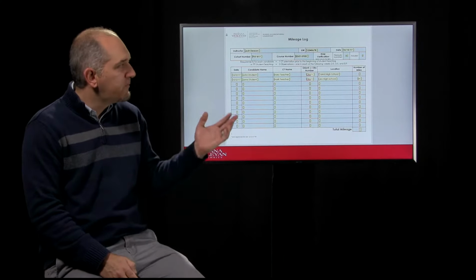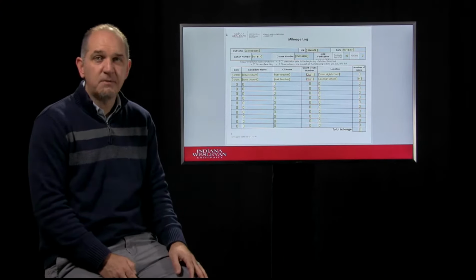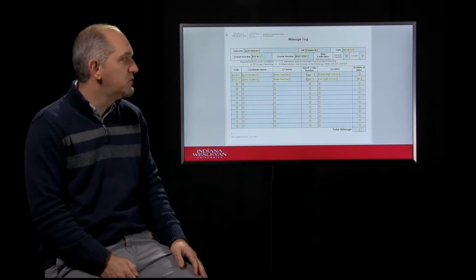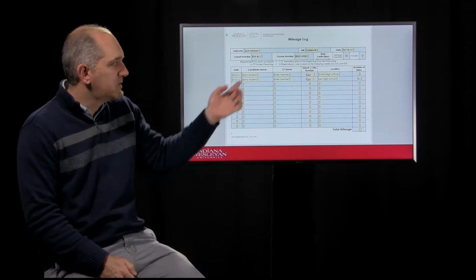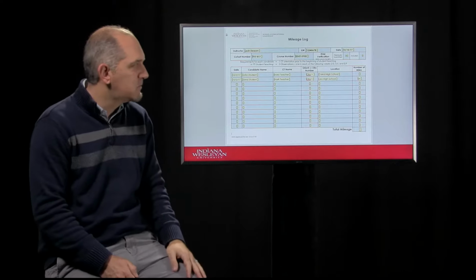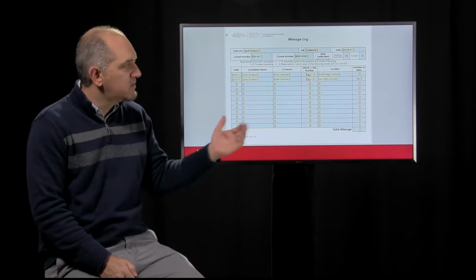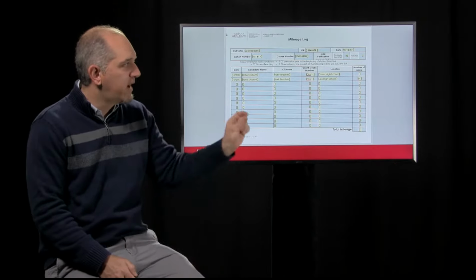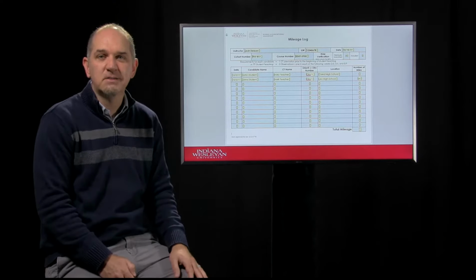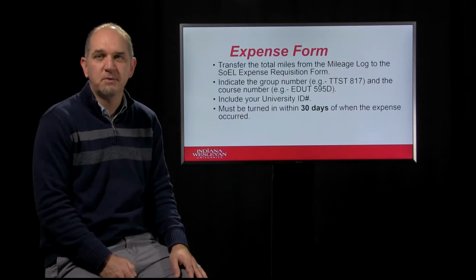So here's a form filled out. And if I was to visit two schools in one trip, let's say maybe I'm in the Fort Wayne area and I went to Carroll High School and Leo High School, then I could put both of those on there and then just one value for the number of miles there, since that was all in one trip.